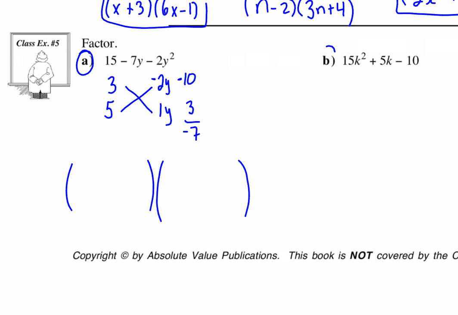You could write it as negative 2y plus 3. Could you also write it as 3 minus 2y? Yeah, it's the same thing. Okay, and then 5 plus 1y, or y plus 5. It's the same thing.